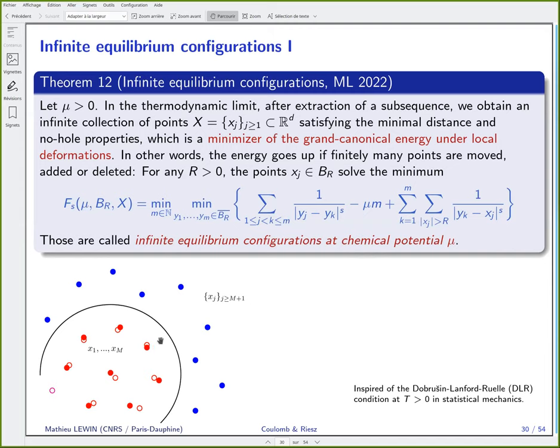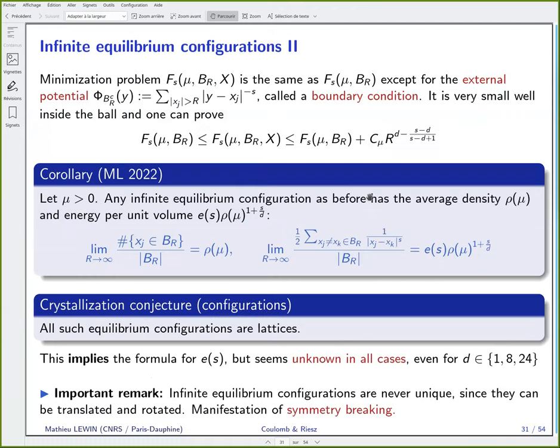So this potential will only be seen by the points close to the boundary, but when you go very much toward the center of your ball, then this potential really becomes negligible. And so you can actually show that this problem with this external potential is essentially the same, this minimum, as the initial problem in the ball, up to this explicit error term. And from this, you can conclude many interesting things.